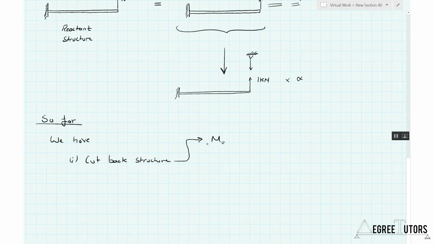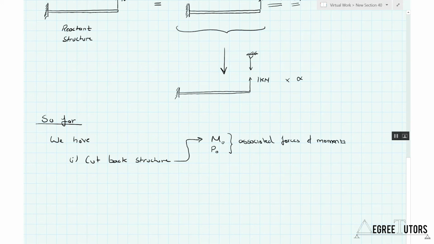And in this case it doesn't, but potentially in a different structure, it could give us a set of forces, which we would designate as P0. So these are the associated forces and moments, the forces and moments associated with that structure. So that was a cutback structure.